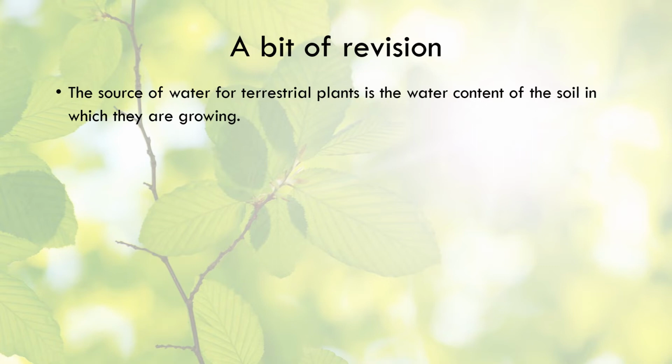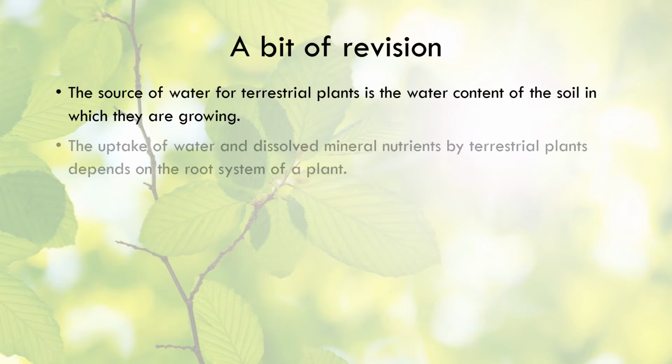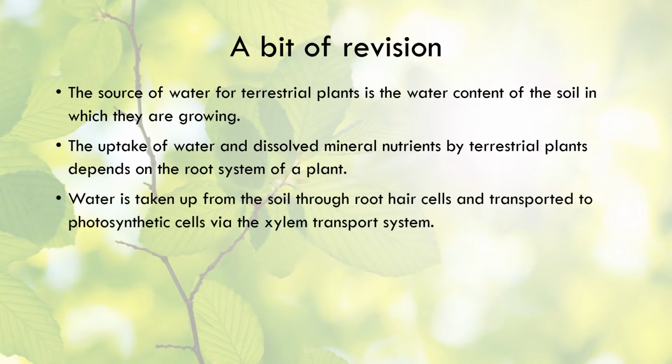The source of water for terrestrial plants is the water content of the soil in which they're growing. Of course, that water needs to be taken up by the plant, and we've got dissolved nutrients and minerals in the soil, which are also taken up with the water. It depends on the root system of the plant as to how they're actually taking that up.